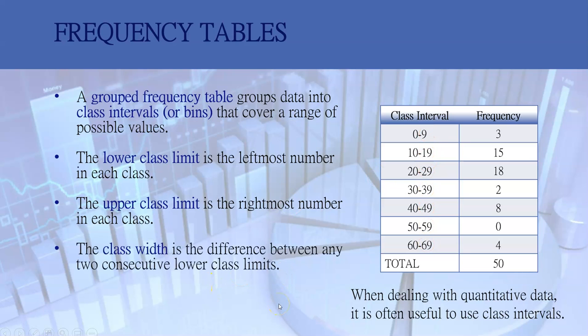And then last, the class width is the difference between any two consecutive lower class limits. So difference means subtract, consecutive means one after another, lower means left. So if you subtract any two consecutive lower class limits here, you should get the same class width. For example, 10 minus 0 is 10, 20 minus 10 is 10, 30 minus 20 is 10, or 60 minus 50 is still 10. They're all 10. They should all be the same, making sure that your class intervals are equally spread out.